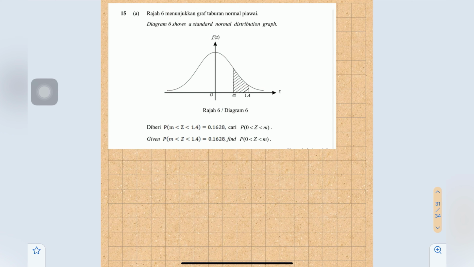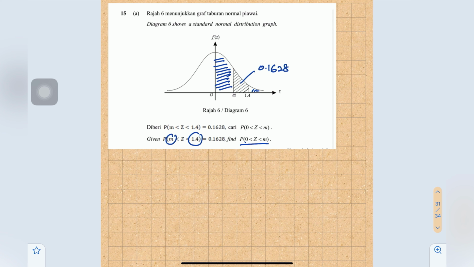Number 15A. Given probability when Z more than M but less than 1.4 is 0.1628. Find probability for Z more than 0 but less than M. So it asks us to find from 0 to M, meaning this one. But it gives from M to 1.4, this one is 0.1628.